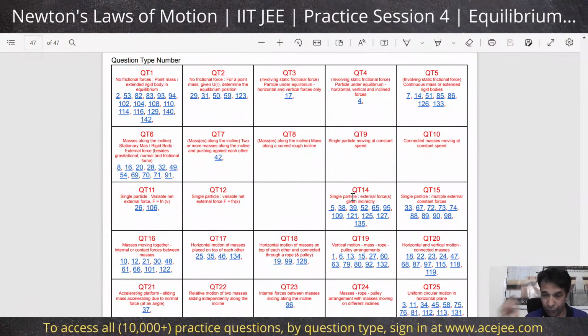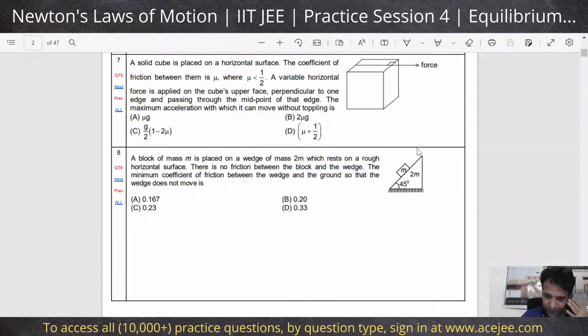Okay, beta? So number 5, continuous mass or external rigid bodies. We'll begin with this one. So what do we have here? We are given a solid cube which is placed on a horizontal surface. The coefficient of friction between them is mu, which is given to be less than half. A variable horizontal force is applied on the cube's upper face, perpendicular to one edge and passing through the midpoint of that edge. The maximum acceleration with which it can move without toppling.